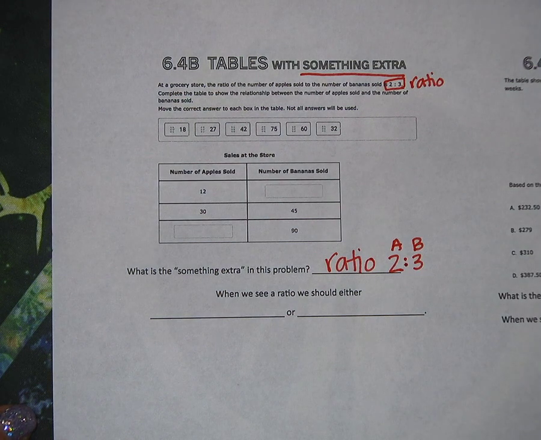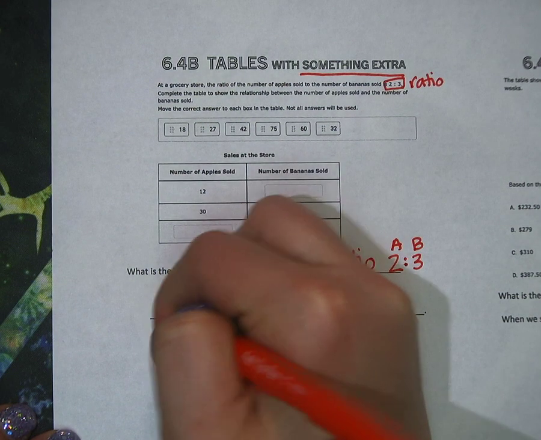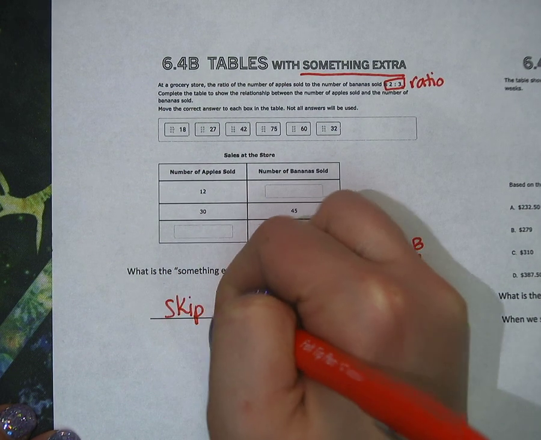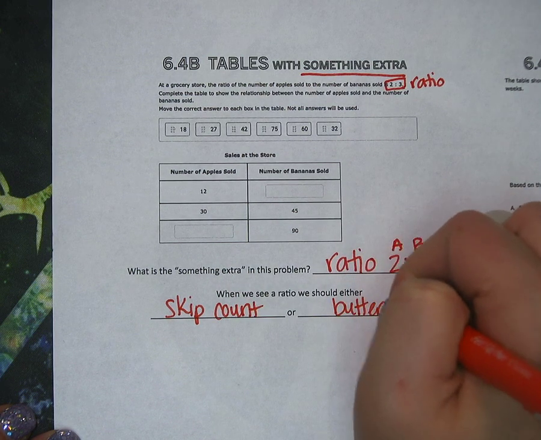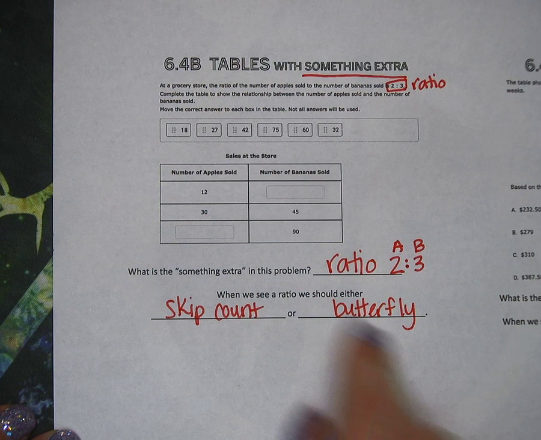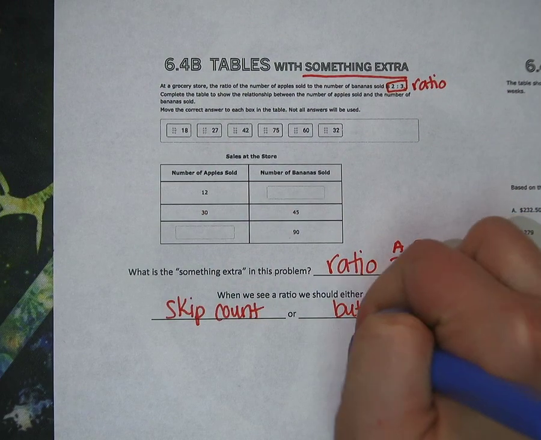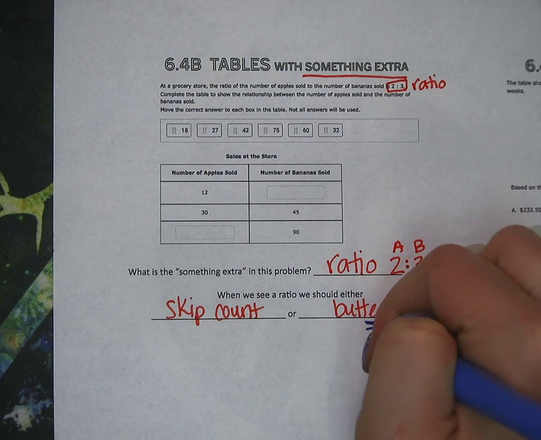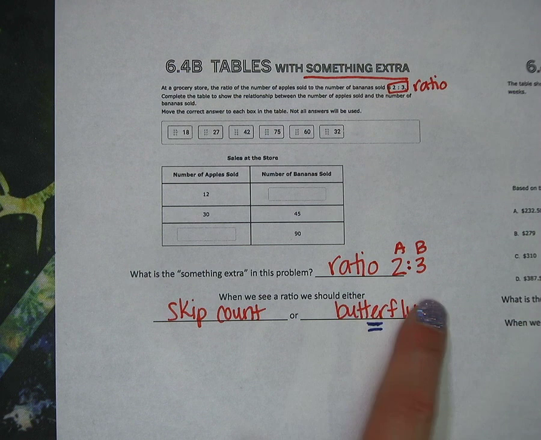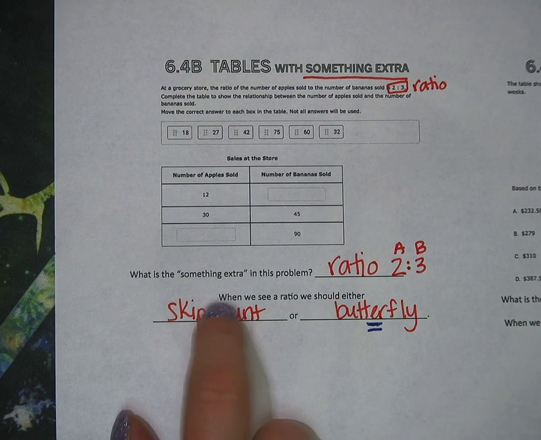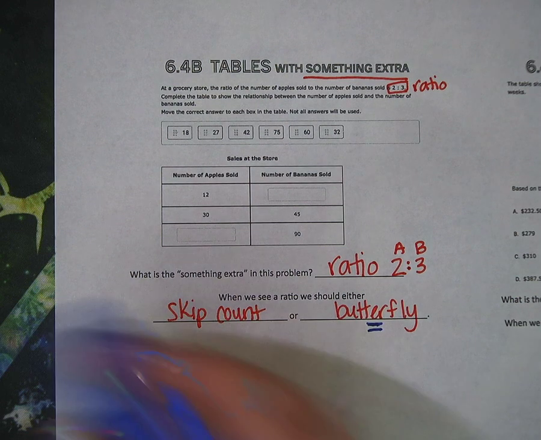Okay, so when we see a ratio in a problem, we should either skip count or butterfly. So in this particular situation, I'm not trying to see if something is equivalent, right? We check for equivalency when we butterfly. And so because I'm not looking for something to be equal, I'm not going to butterfly on this problem. I'm looking to skip count, and I'm trying to find my missing pieces, okay?